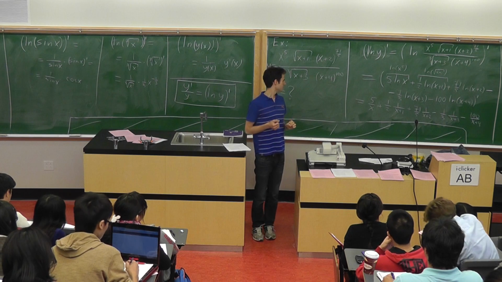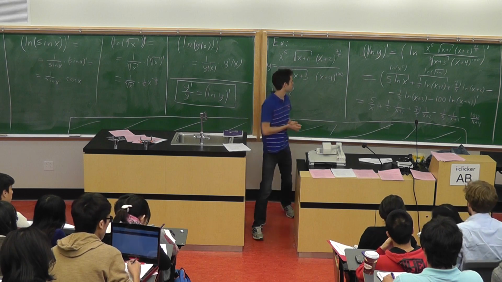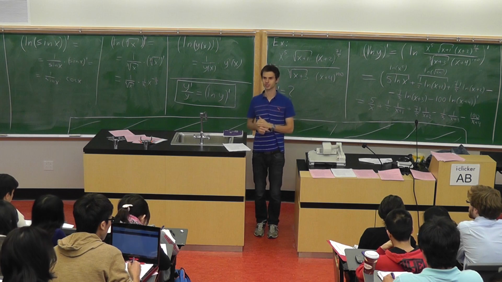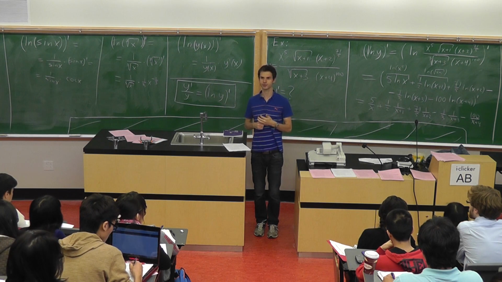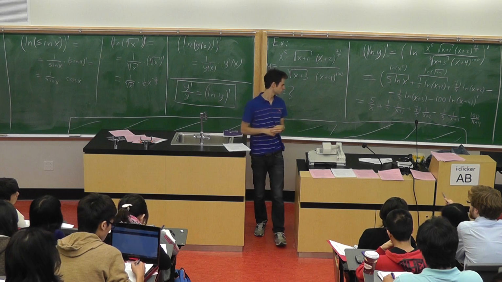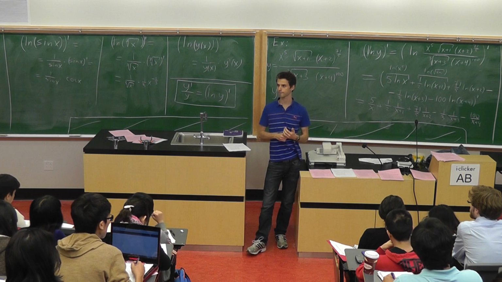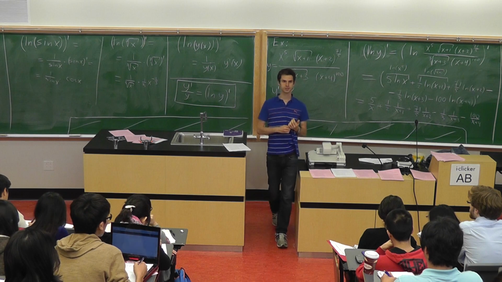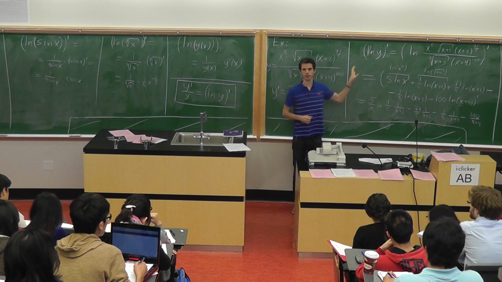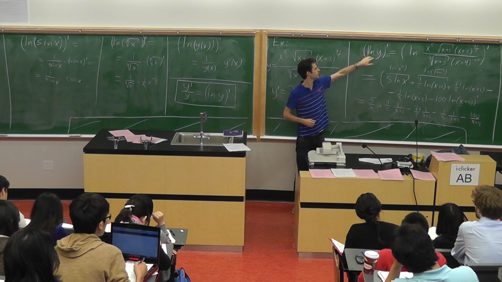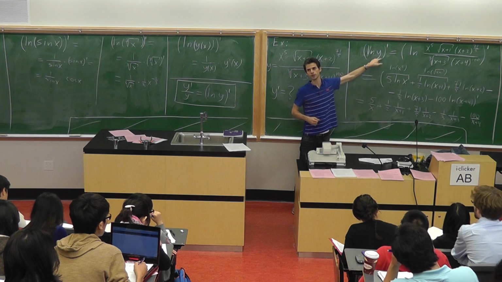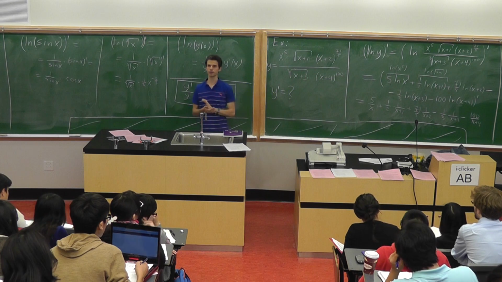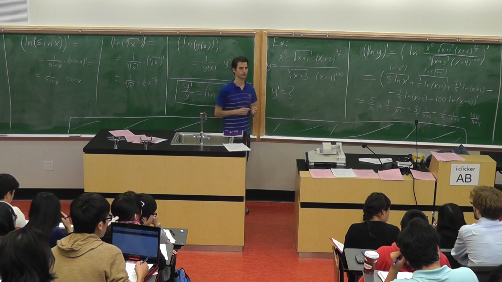Well, it's a good thing that I found the derivative of the logarithm of y, but that's not what I wanted. I actually wanted to find the derivative of y. So what can I do about it? The question is, well, I managed to find this thing, the derivative of ln y. How can I find just the derivative of y?